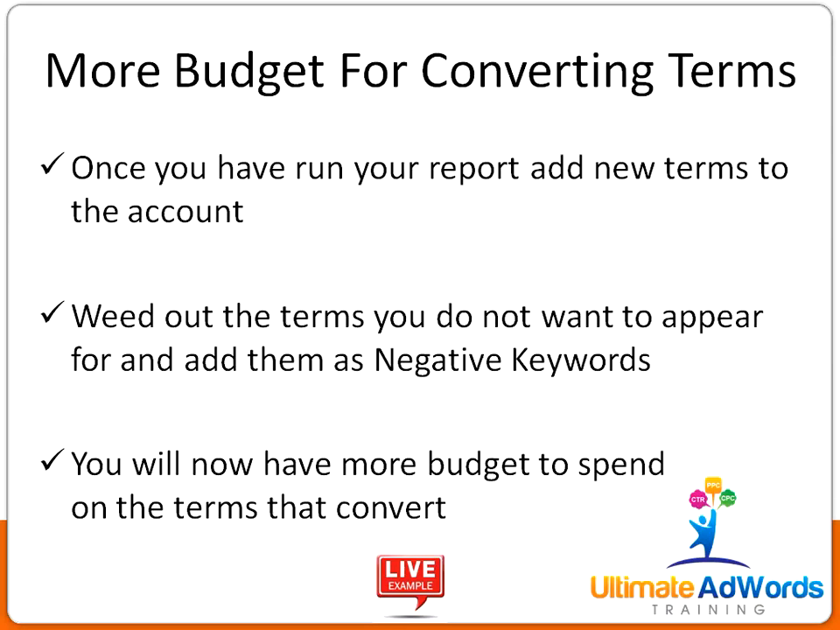So once you have run your report, you want to add any new terms to your account that you feel will be beneficial. You want to weed out the terms that you don't want to appear for and add them as negative keywords. So now you can achieve more clicks on the best terms in your account from exactly the same budget you had before. So let's go over to Google for a live example.